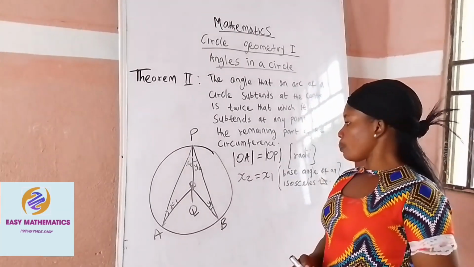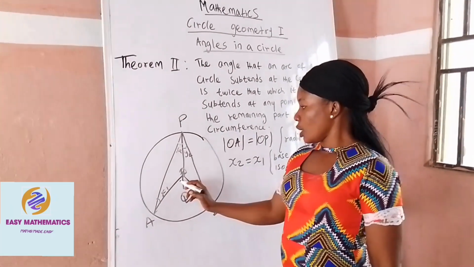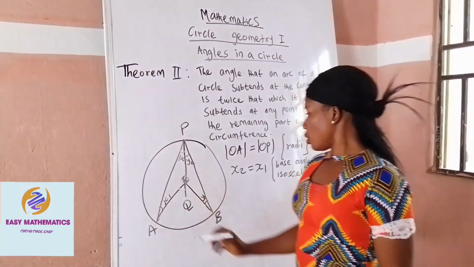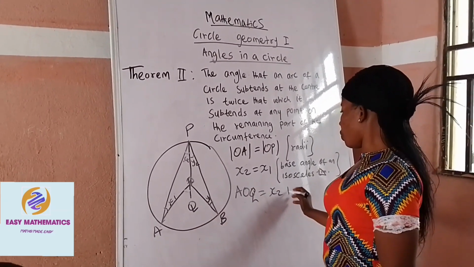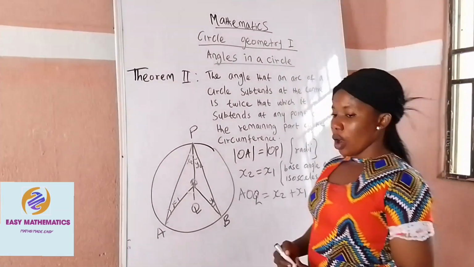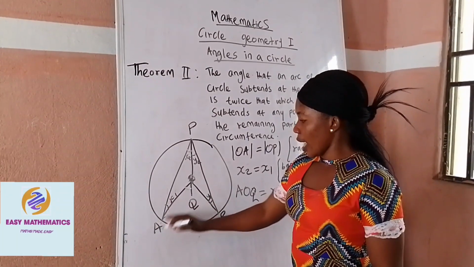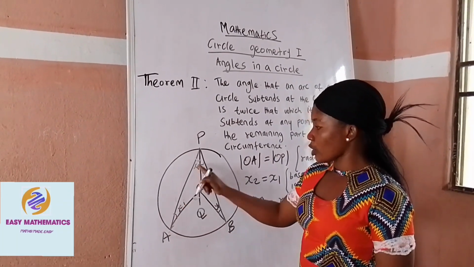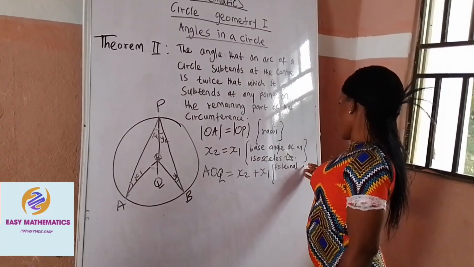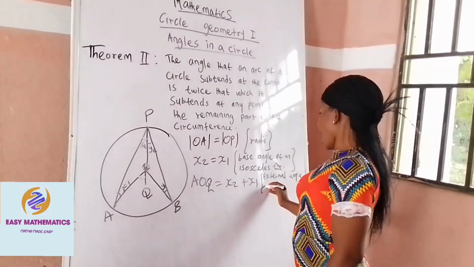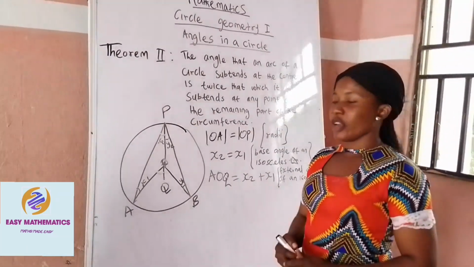Now, we can also say that AOQ, the angle that is subtended here, is equal to S2 plus S1. That is, this angle is equal to S2 plus S1. What is the reason? The external angle of a triangle.